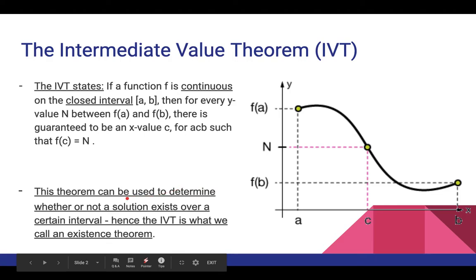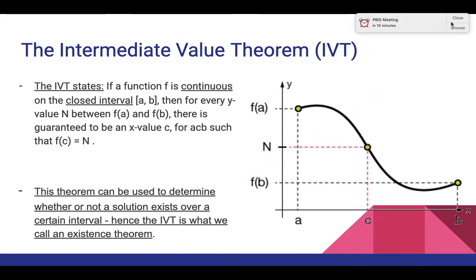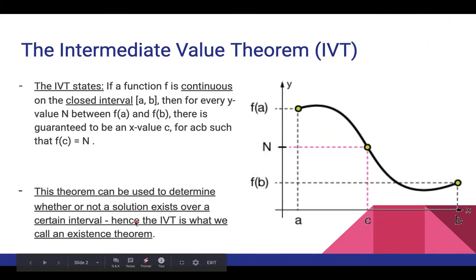The main use for this theorem is that it can be used to determine whether or not a solution exists over a certain interval. Hence, the intermediate value theorem is what we call an existence theorem, meaning it helps us determine whether a solution exists prior to actually looking for the solution. In mathematics, for really advanced problems, this is very useful because if a problem is very complex, we want to make sure that the problem actually has a guaranteed solution prior to embarking on trying to find it. Because it would be, quite frankly, a waste of time if we tried finding a solution that didn't exist in the first place.